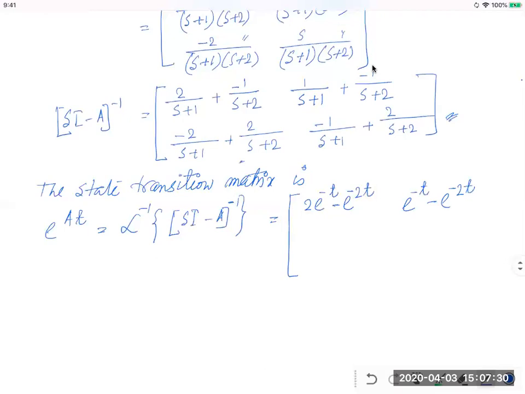First element of row 2 is minus 2 e to the power minus t plus e to the power minus 2t. Second element of row 2 is minus e to the power minus t plus 2 e to the power minus 2t. So this is the state transition matrix for t greater than or equal to 0.